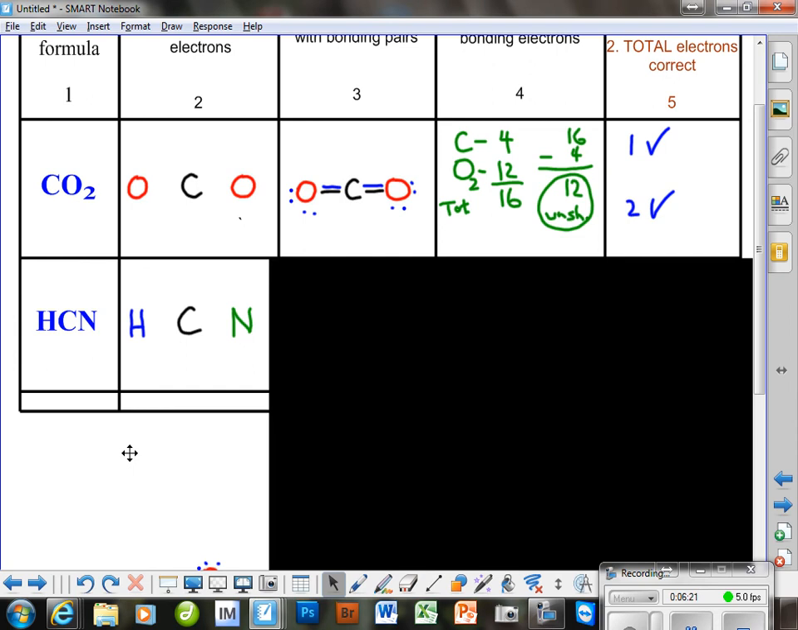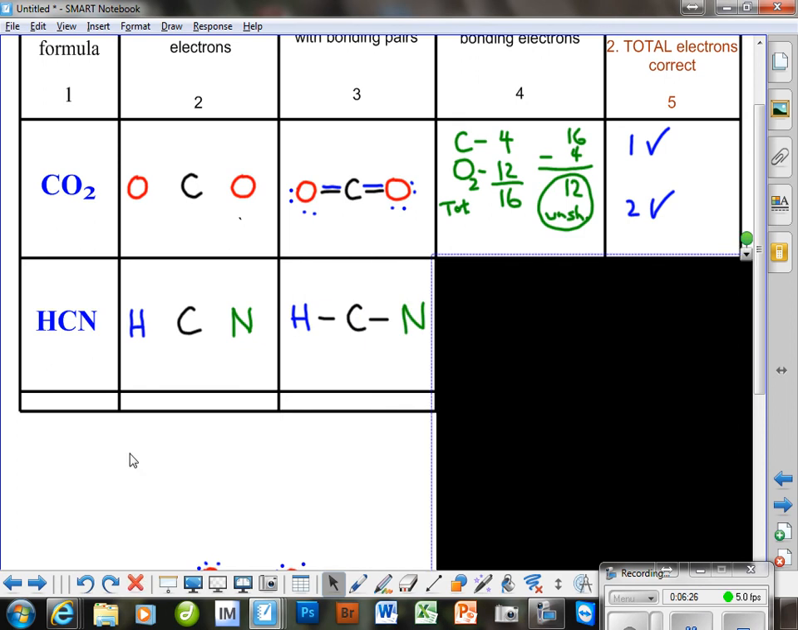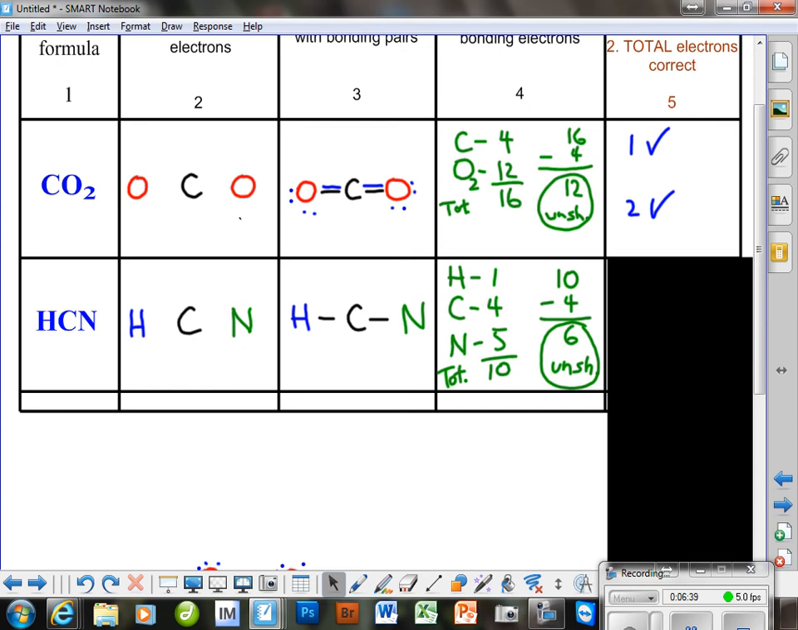And then the next thing we want to do is knit everything together. So now we take the bonding electrons and show them. And you can see we have a bond now between hydrogen and carbon and nitrogen. Now when we work out our numbers, here's how it looks. First of all, hydrogen brings in 1 electron because he's in column 1. Carbon brings in 4 electrons because he is in column 4, and nitrogen brings in 5 electrons because he's in column 5. So add that all up, we get 10.